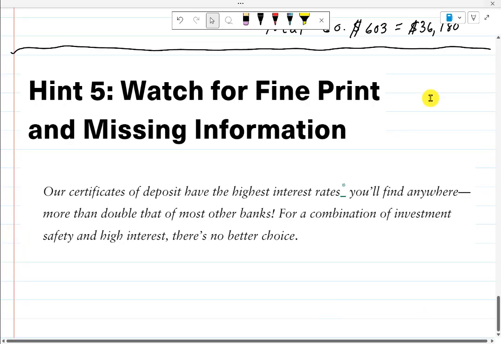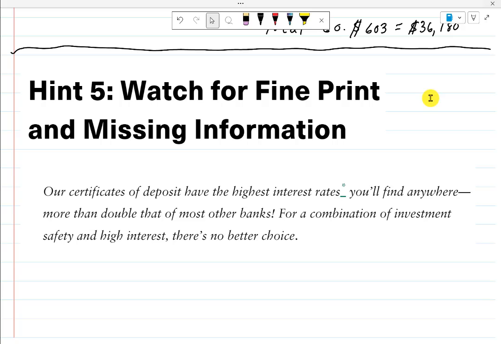Here's another one that you want to keep, and everybody probably already knows this anyways. You got to watch out for the fine print. Here's a perfect example of a bank that is offering high interest rates, or double the interest rates of their competitors for certificate of deposits, or CDs if you want.